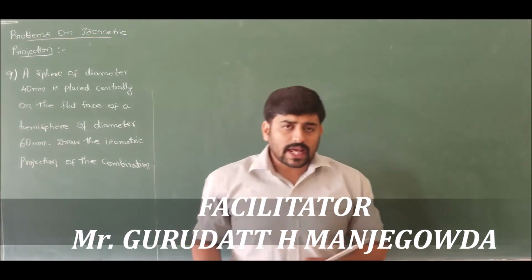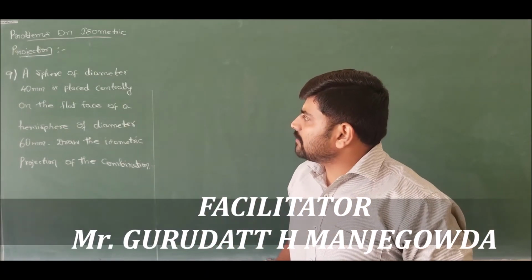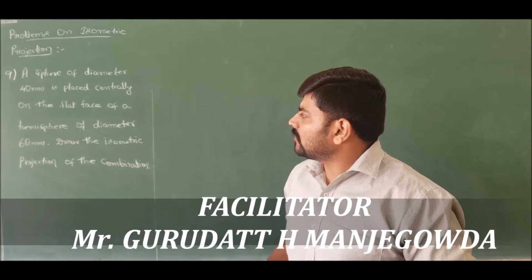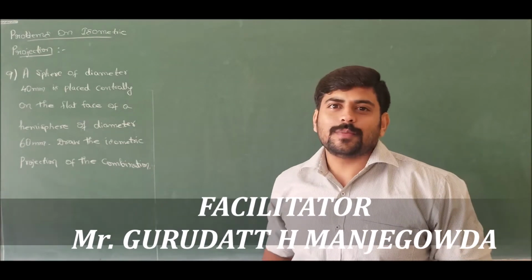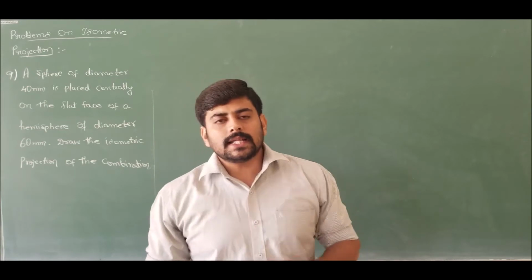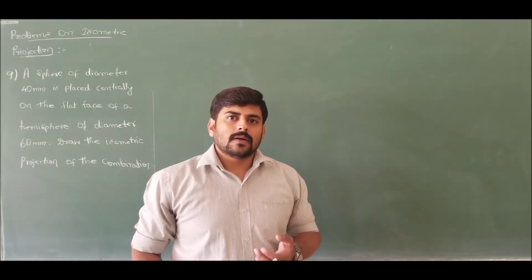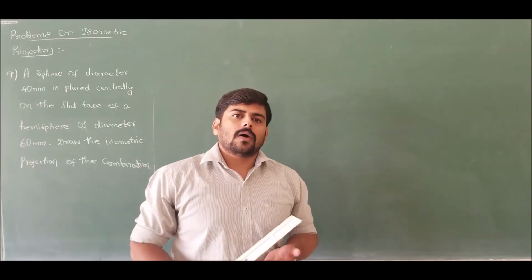The problem number 9 of our discussion states that a sphere of diameter 40 mm is placed centrally on the flat face of a hemisphere of diameter 60 millimeters. Draw the isometric projection of the combination. Now if you clearly observe the problem, it is stating that at the bottom we have a hemisphere of diameter 60 millimeters. On the flat face of the hemisphere we have a sphere resting on it.